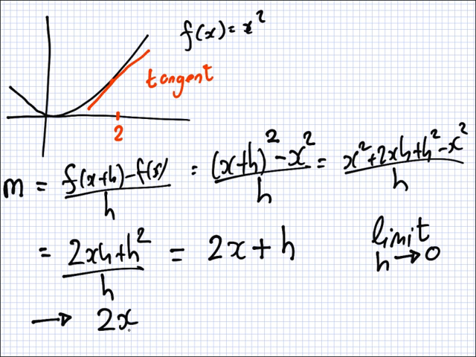Isn't it supposed to be just x squared plus h? Why x squared? Why is it x plus h all squared? Oh yeah, because it's f(x plus h). So you replace x with x plus h.